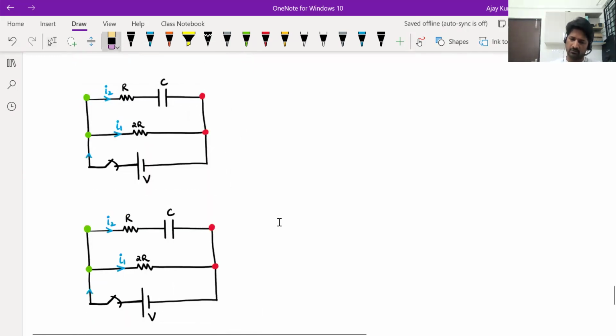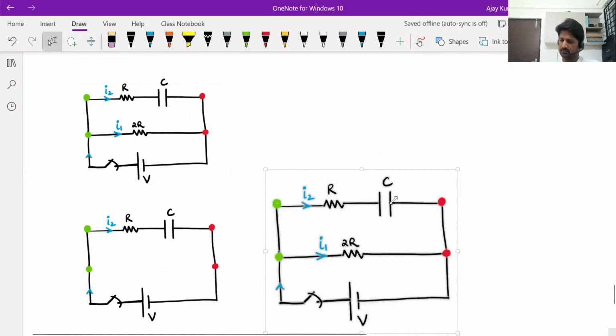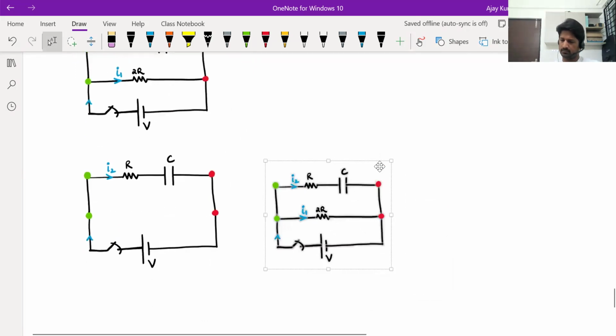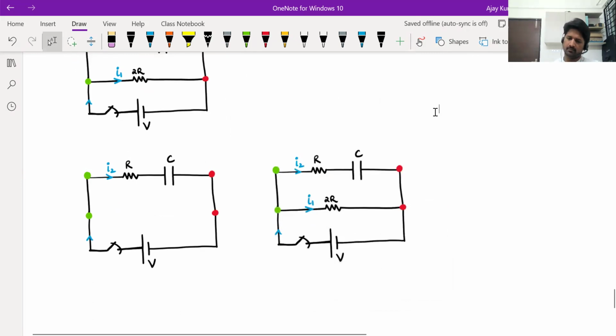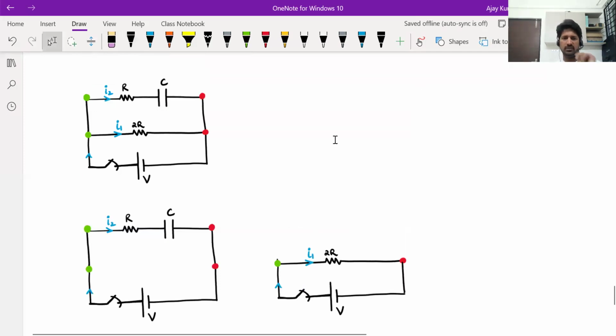So imagine the middle branch was not there. That way you'll get I2. And if you want I1, imagine the cell is connected only across that middle branch. You don't need to consider all this. And add both, you'll get the total current through the cell. Generally, when there are parallel branches, you can do this.